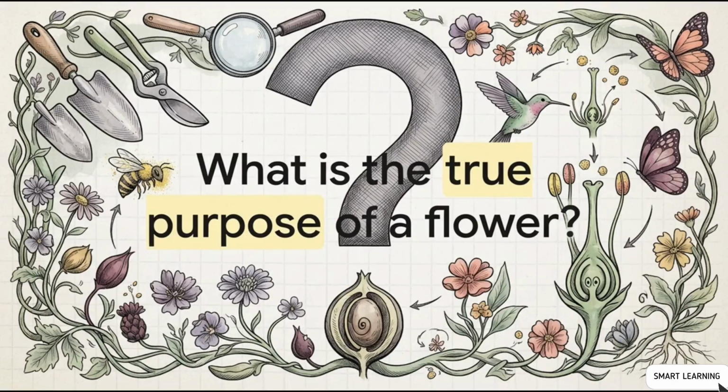Think about it. When you look at a beautiful flower blooming in a garden, what do you actually see? Vibrant colors, right? Maybe you notice a nice scent. But we need to look past that aesthetic beauty. A flower isn't just sitting there to look pretty. It's literally a highly complex, incredibly efficient reproductive engine.